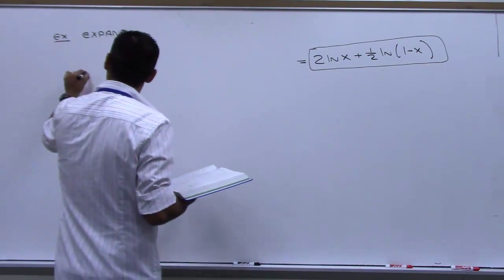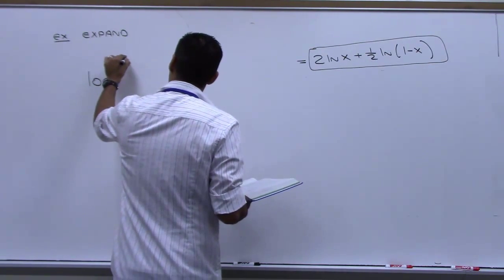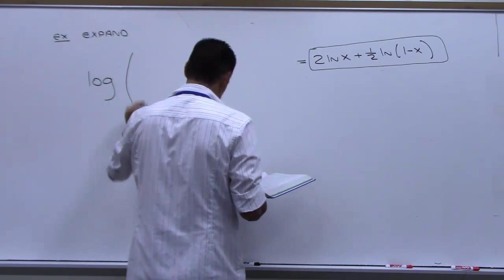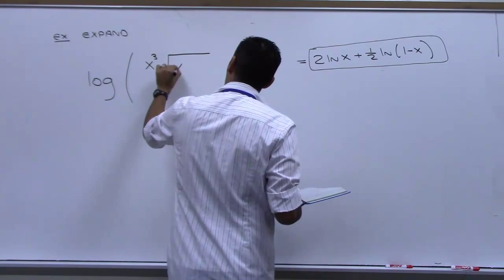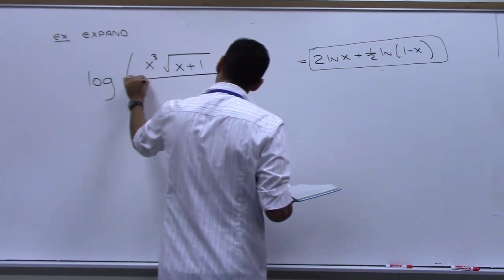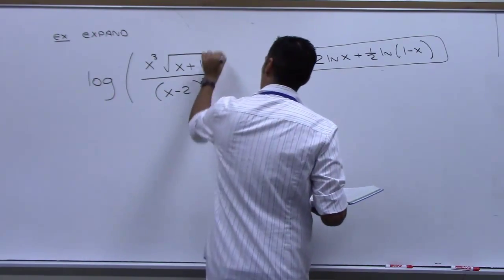You ready? Log instead of natural log. X cubed times the square root of x plus 1 over x minus 2 quantity squared.